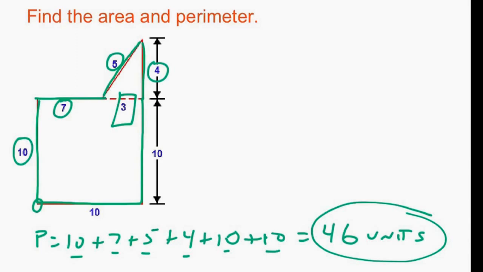And that's the perimeter. All right, so that's area and perimeter of unique shapes. Break them into shapes that you are familiar with. Find the individual areas, add them up. And then for perimeter, just go all the way around the figure, adding up all the sides. Don't include anything on the inside.